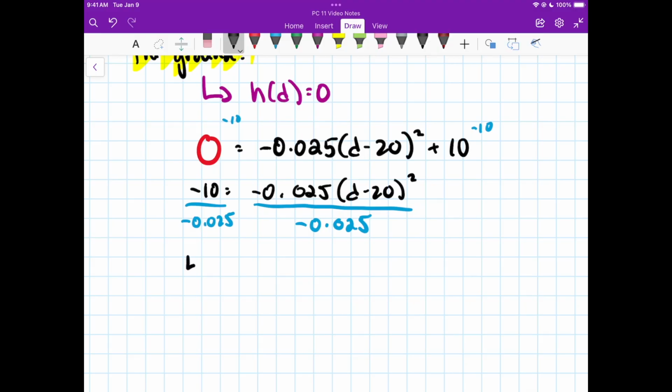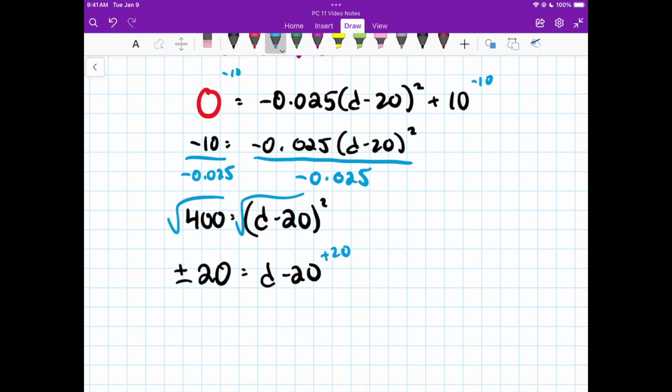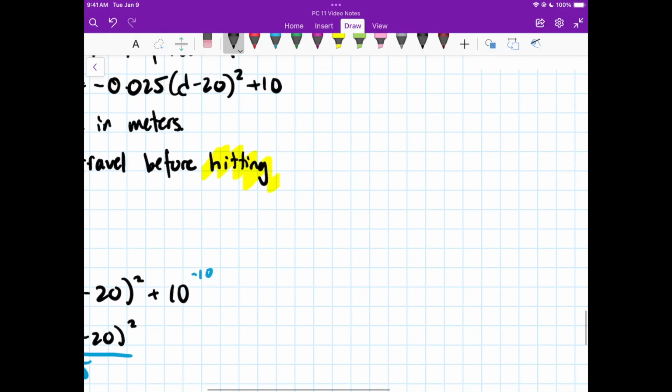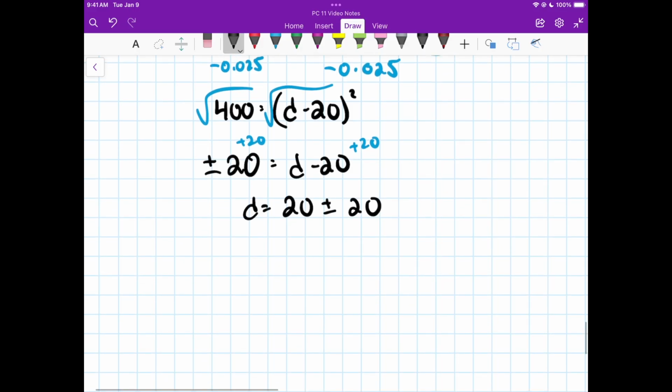So when we do that division on the left, we're going to get 400. On the right, we're just going to be left with (d minus 20) squared. So we're going to square root both sides, and we're going to get 20 on the left, but specifically remember plus or minus 20, and then we're going to get d minus 20 on the right. We're going to add 20 on both sides, and so we get d, our distance, is 20 plus or minus 20. And so if we split that up into two, our options basically become 20 plus 20, which is 40 meters, or 20 minus 20, which is 0 meters.